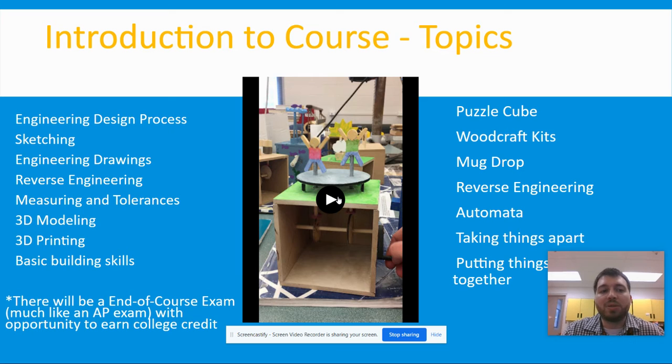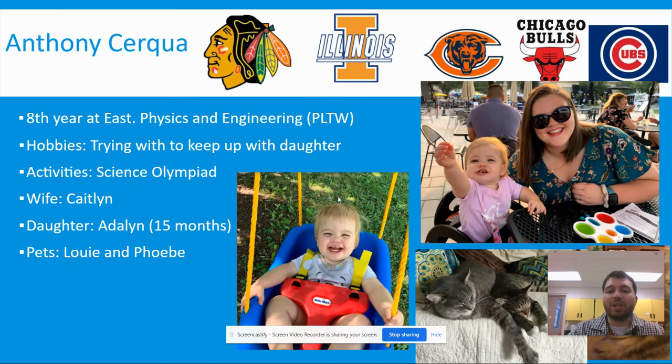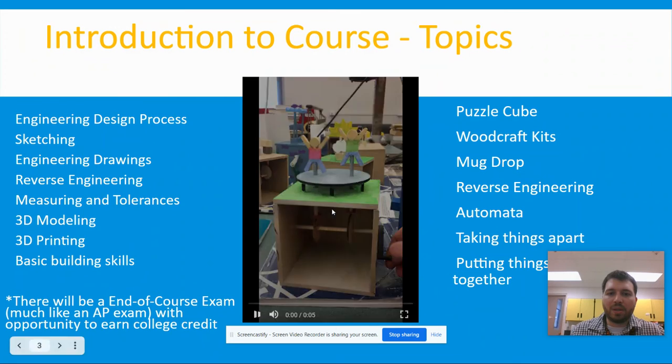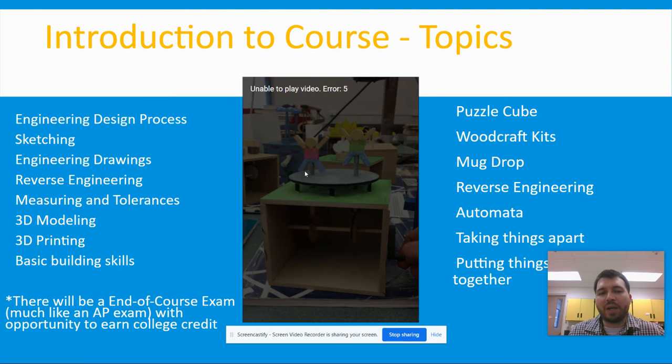Some of the projects that will help us go through all these different skills and topics: we'll do a puzzle cube where students will be designing their own puzzle. We'll look at woodcraft kits and breaking down the parts of those. Mug drop devices, and the Automata project, which is this video right here. The idea is that you turn this little crank, and these two things can move up and down in different ways. There's a lot of versatility and differences in what they can make. You see all sorts of different designs behind that one there. So we'll be doing that as well.